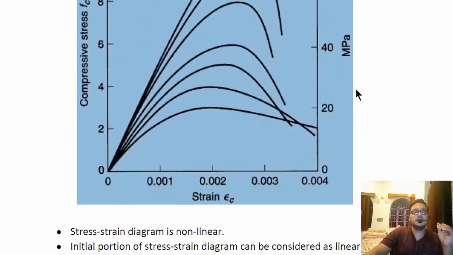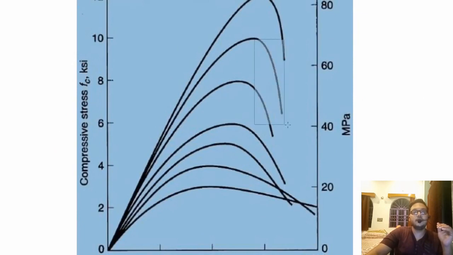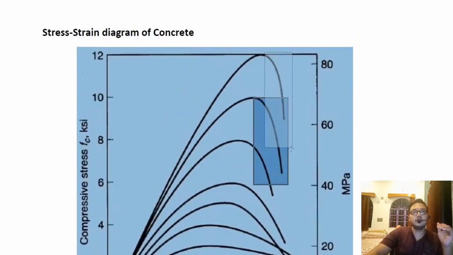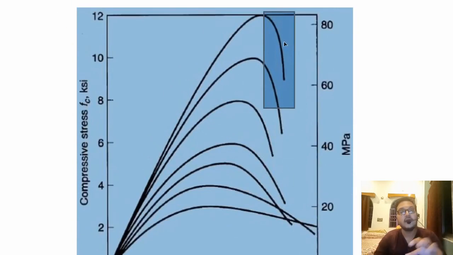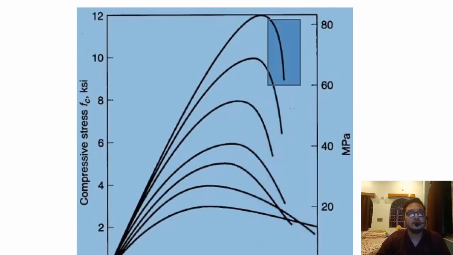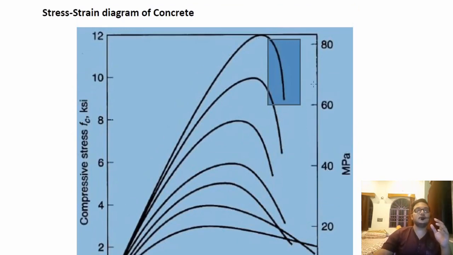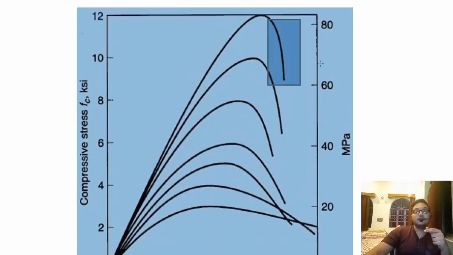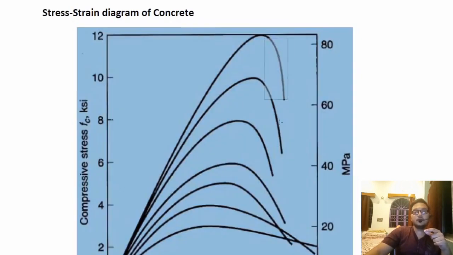The down curve, the curve when it is going downwards, is more pronounced in the case of the ones having higher strength. See, these are somewhat flat, but these ones are actually very sharp. In other words, the compressive stress will suddenly decrease, or the cube will suddenly fail and reach its maximum strain if the strength of the concrete is higher.